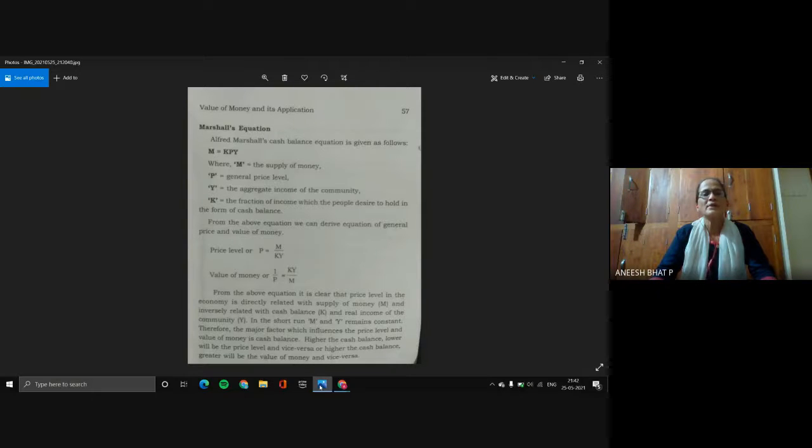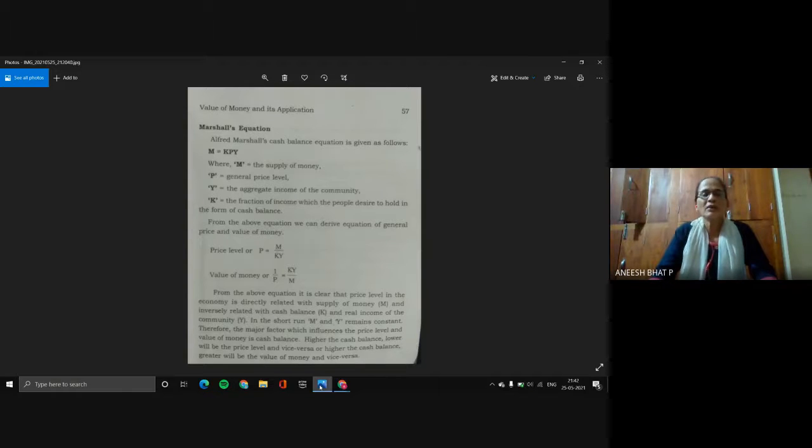Here, P stands for general price level. How to write that equation? Price level is equal to M by KY. M is the supply of money, Y stands for aggregate real income, aggregate income. Real income is a different concept. And K stands for the fraction of income in an economy, in the community.